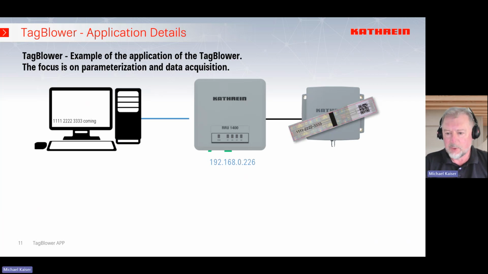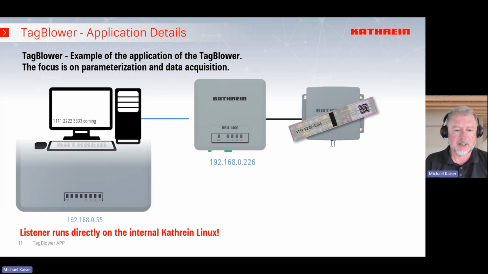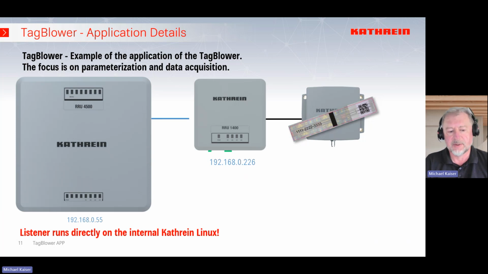This was for the demo, for the test, but in real life, you want to have a system running to collect the data. In our case, we make the example now with the Kathrein Reader RU5000, 4500, where we can get access to the Linux and can use it as a listener. This means the listener runs now directly in the Kathrein Reader. We can connect to this reader with the TagBlower, with the 1400, and it could be any other client also.